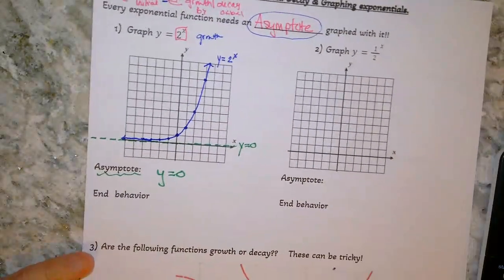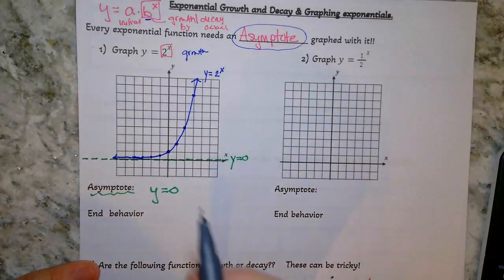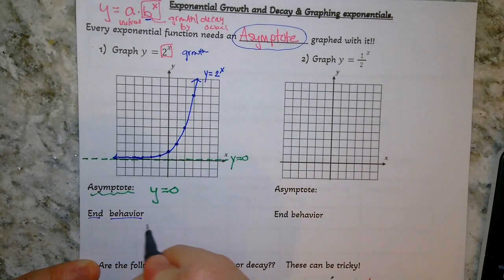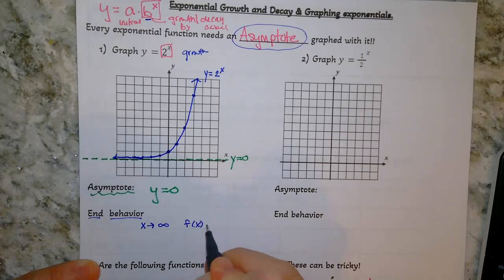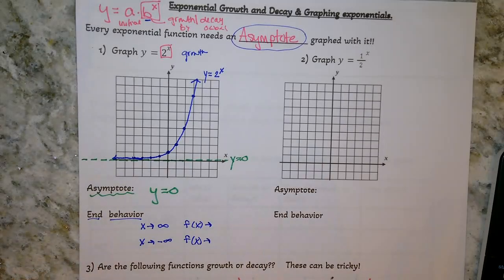All right, so let's talk end behavior. We spent a lot of time talking about end behavior. The moment I see end behavior, I need that fancy notation. As x approaches infinity, what is f of x approaching? And as x approaches negative infinity, what is f of x approaching?